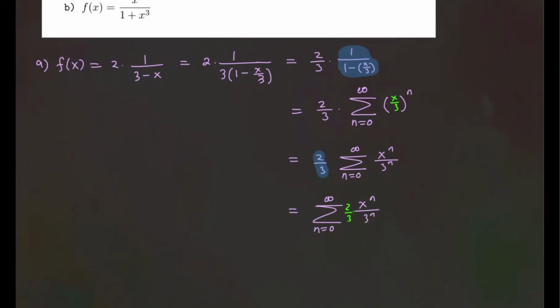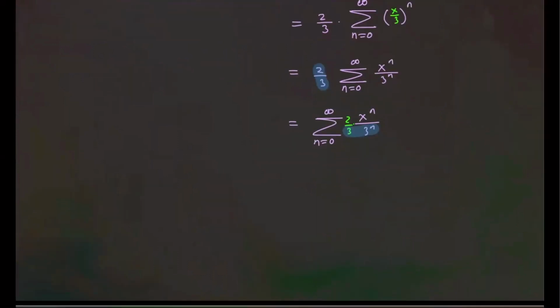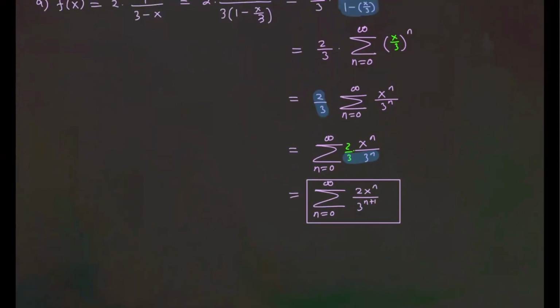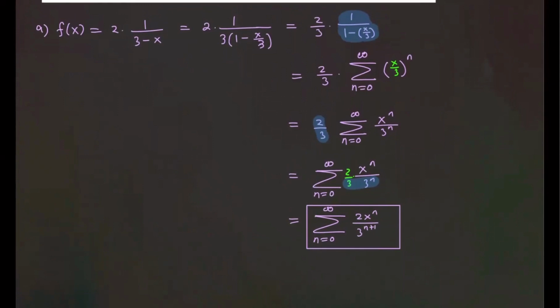Now here again, by using laws of exponents, you can combine these. Same base, we add up their exponents. So our final answer, we will have the sum starting from n equals 0 to infinity, 2 times x to the n over 3 to the power of n plus 1. So that is the representation, the power series representation of this function, 2 over 3 minus x.